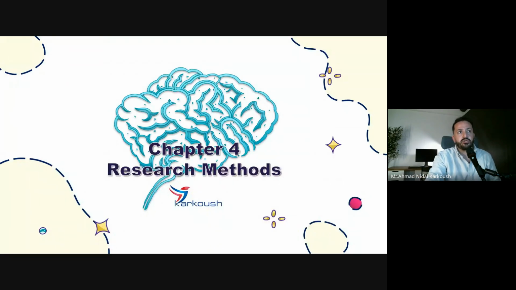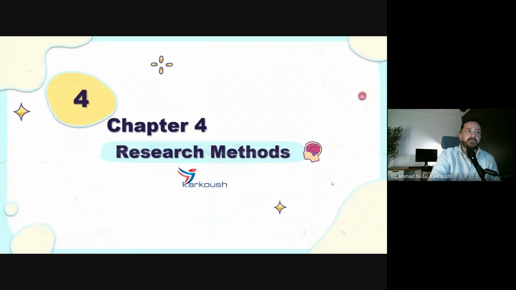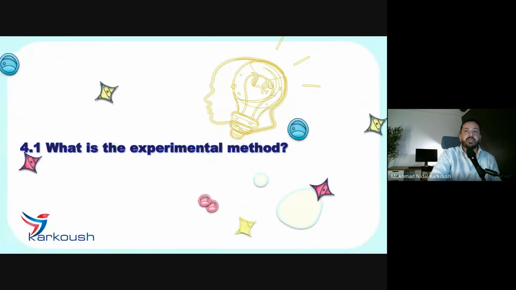Chapter 4, research methods. What's the story about research methods, and what is it all about? Technically speaking, today's lesson is all about the experimental method. Today is 4.1. As I have previously explained, we have 4.1, 2, 3, 4, 5, 6, 7, and 8. Today, we're going to talk about lesson 4.1 only, which is the experimental method.